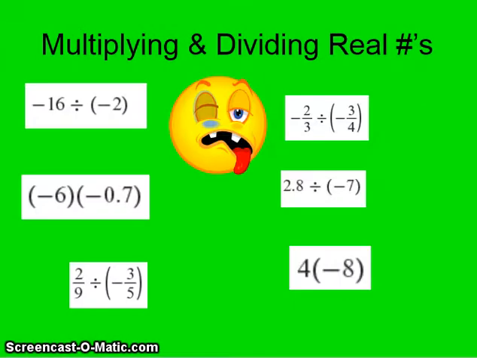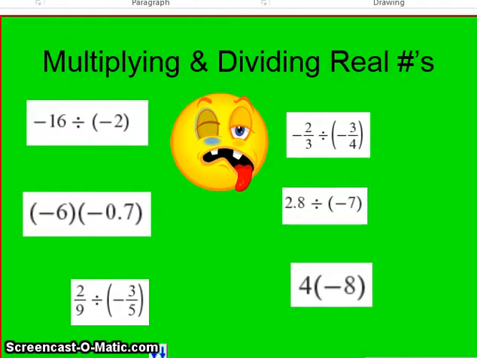Here are some examples of multiplying and dividing real numbers, and these are the ones that you're definitely going to want to put in your notes. My first one here is negative 16 divided by negative 2. Notice I have a negative divided by a negative, so I know my answer will be positive. Now I just divide my numbers. 16 divided by 2 is 8.